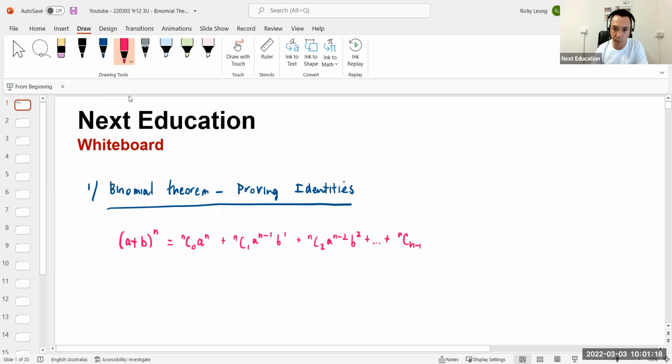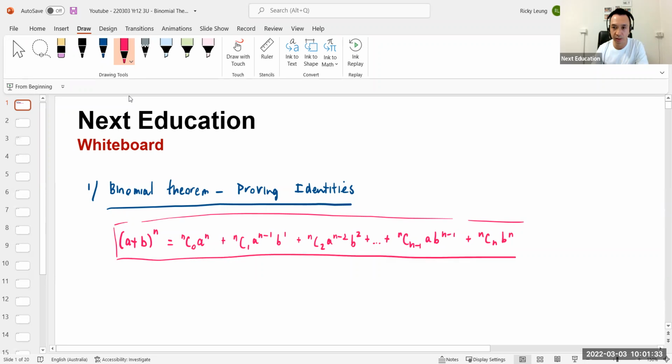So nC(n-1), a to the power 1, b^(n-1), and then the finale, the final term there, nCn b^n, right? And that there is the foundation for us starting this part of the proving identities topic. So now that's all well and fine. It's not very useful though for most of the identities. If you've seen as many proving identity questions as I have, you'll find that this starting block here in pink is fine. It's not the most useful.